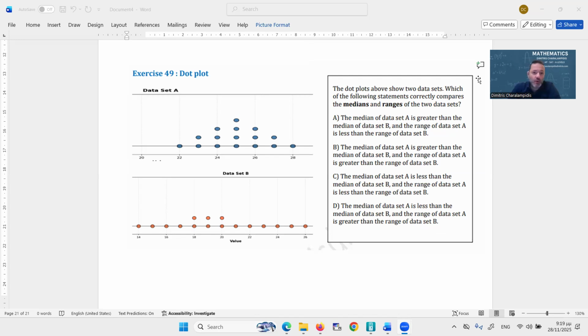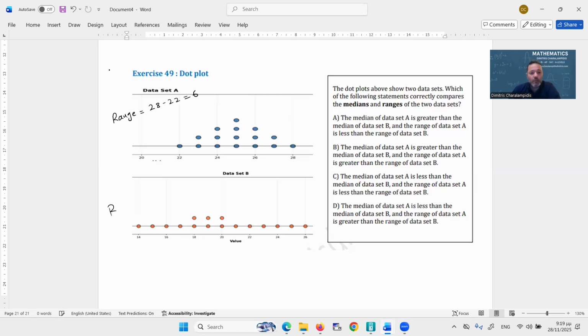So we have the blue one, where we can see that there is a value of 22, two values of 23, three values of 24, four values of 25, three values of 26, two values of 27, and one value of 28. We can see from this that the range, which is defined as the difference between the maximum and the minimum, would be 28 minus 22, which is 6.